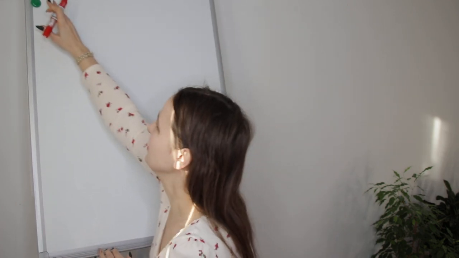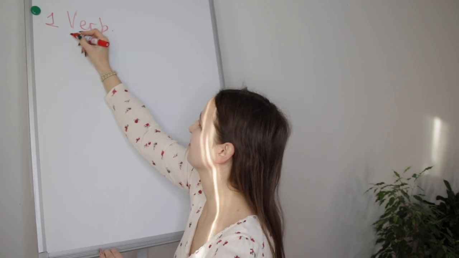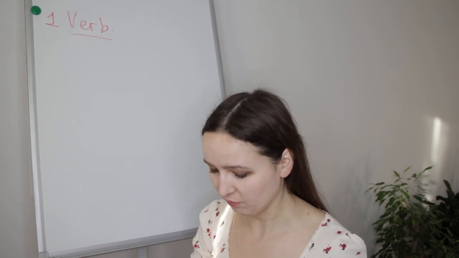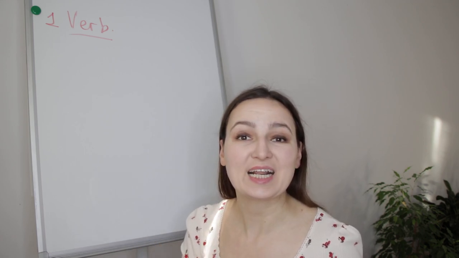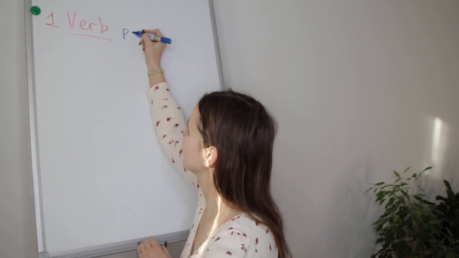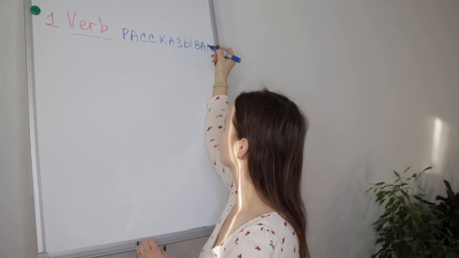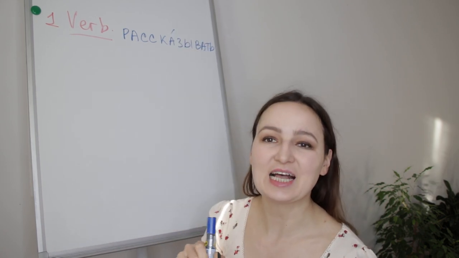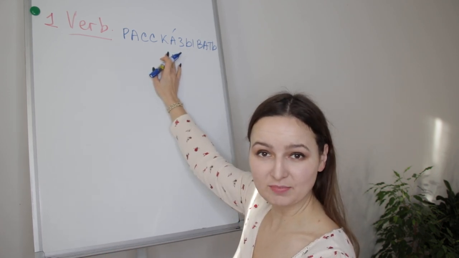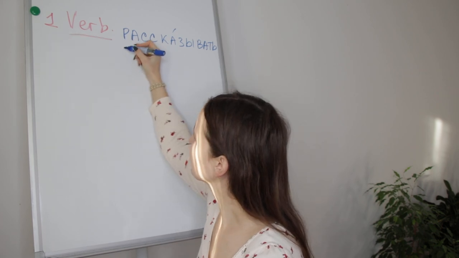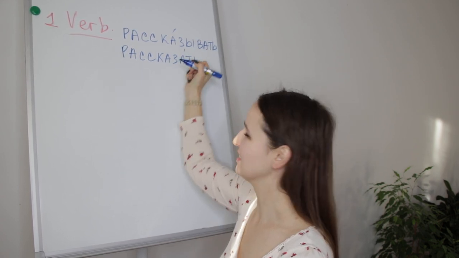Номер один, давайте напишем. Один is, here we have a verb of the day. Verb, глагол, verb. In Russian, verb is глагол. Итак, today we are going to learn the verb рассказывать. I advise you to learn all the verbs in pairs. This is imperfective aspect, рассказывать. Perfective is рассказать.